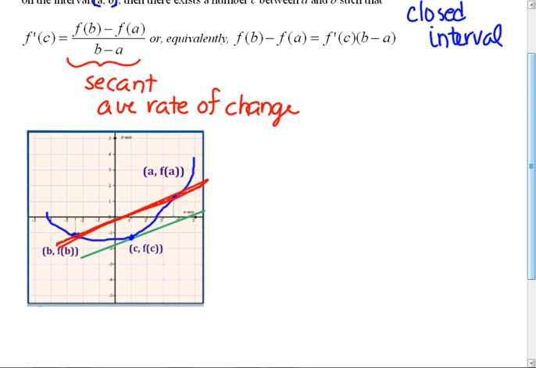All it says is that if I can draw that secant line, and don't you think this is true? Somewhere on this interval, my tangent line will be parallel. That's all it's saying. This is the slope of the tangent line.